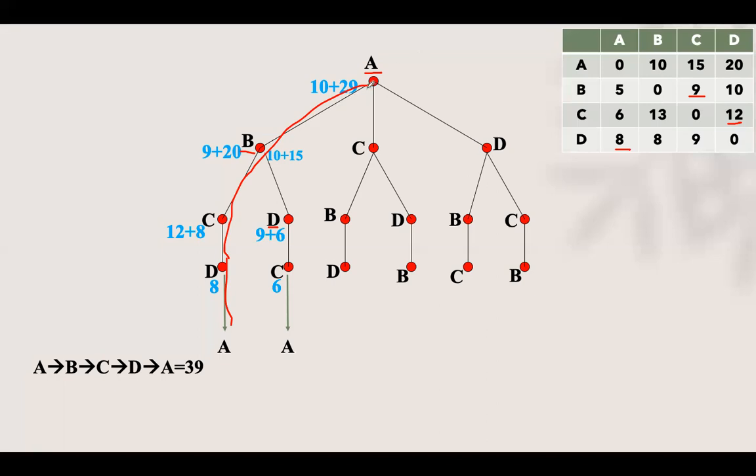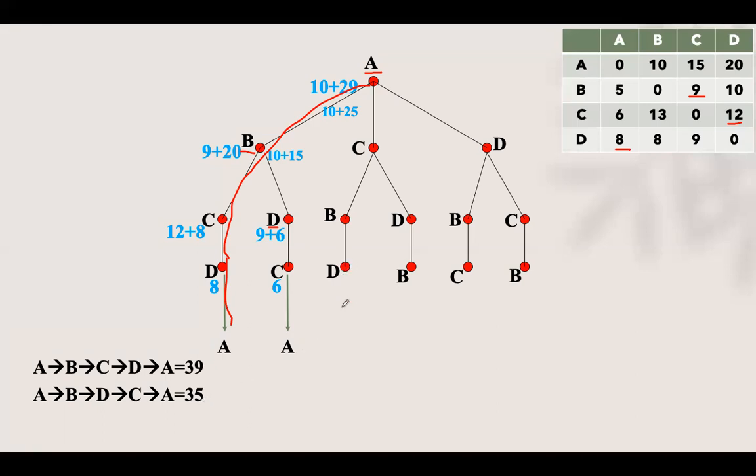A to B is 10. So 10 plus 25. This entire path is 35. Okay, A to B, D, C, A. So that cost is 35.